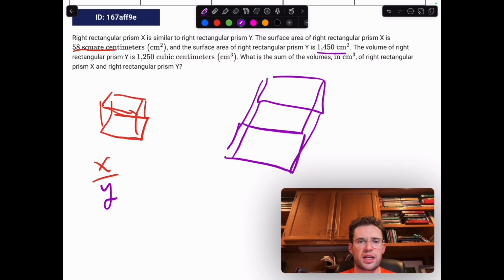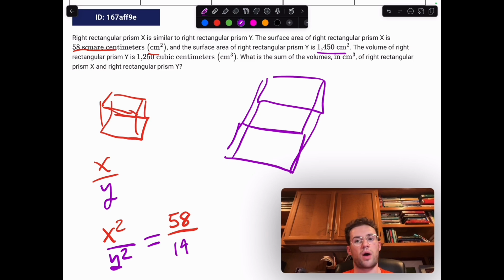If they gave us the surface area, it doesn't matter if it's surface area or area of a 2D shape, anything that's area and is measured in dimensions squared is going to be scaled up by the scale factor squared. Because for each side that you're calculating the surface area from, the base and the height would be scaled up by that scale factor. And that would mean that x squared over y squared would be equal to 58 over 1450, where x and y are like a side length of that shape.